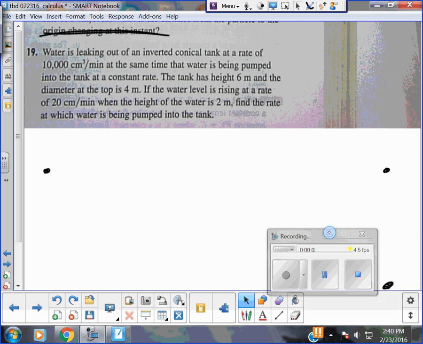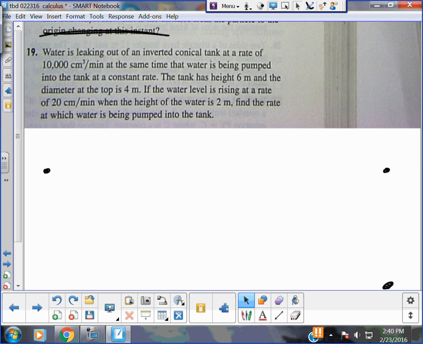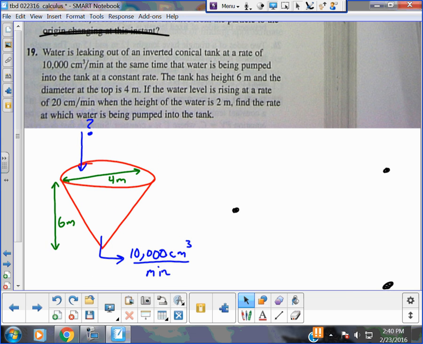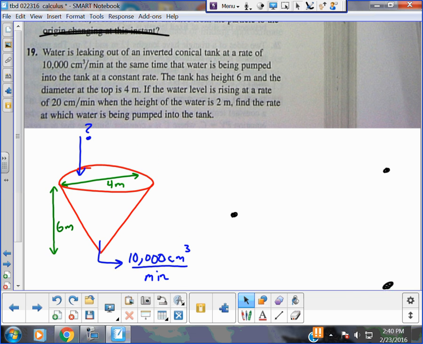All right, so what we're going to do here is another related rate, and we've been struggling with these cone problems, so I thought we'd do one of these. This one says water is leaking out of an inverted tank. That means it's like a little water cup. Why did it have to say inverted? Because a cone that's not inverted looks like this, like a dunce hat.